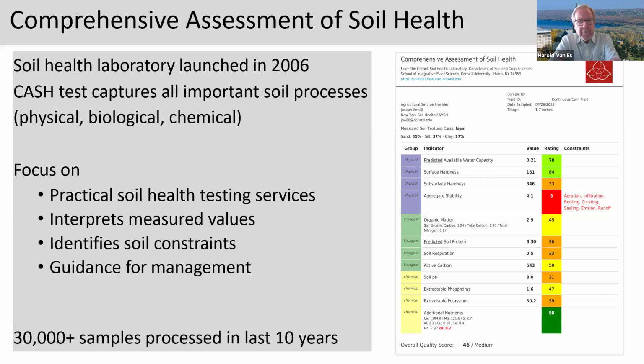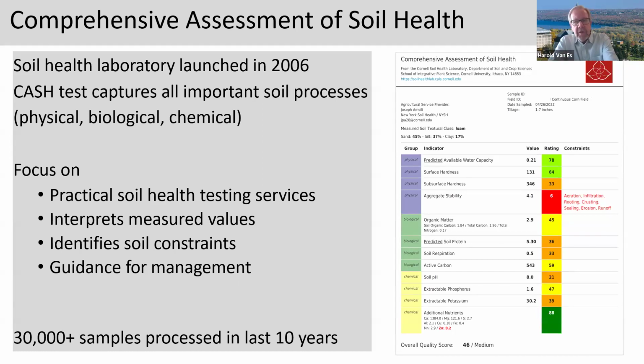The chemical indicators are the standard chemical soil test and nutrient and pH test that has been used over many years. So you see in the columns towards the right, we see measured values, and then you see an interpretation of those values, which we call rating, and that's on a scale from 1 to 100. And then we used some color coding to indicate where there's potential concerns. At the bottom, you see an overall quality score, in this case, which is 46 or medium.